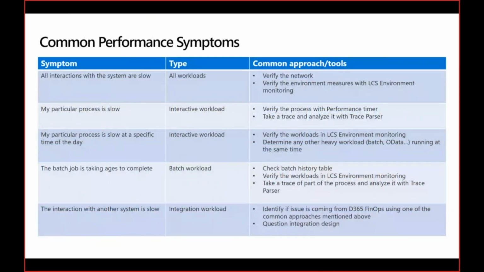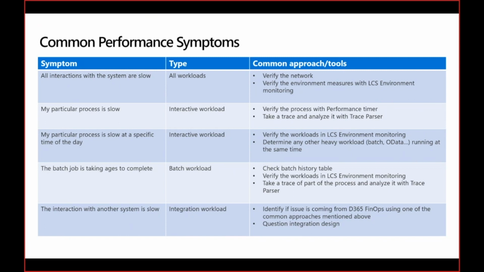Let's look at some common performance symptoms. Of course, this is a high-level summary, and there could be more symptoms, but these are the typical ones. One example is all interactions with the system are slow on all workloads. If this happens, we probably have to start with checking the network and also the infrastructure, the environment measures. For this, we use a tool called LCS Environment Monitoring, and this tool will be demonstrated in this TechTalk session by my colleague Jeff soon.